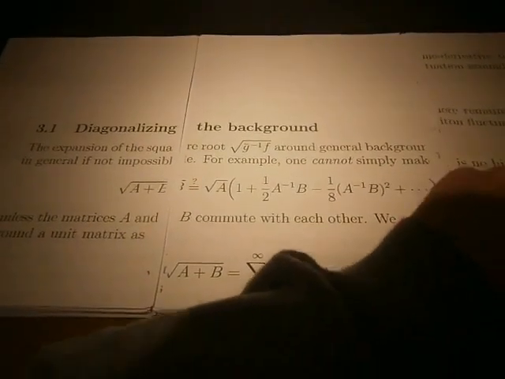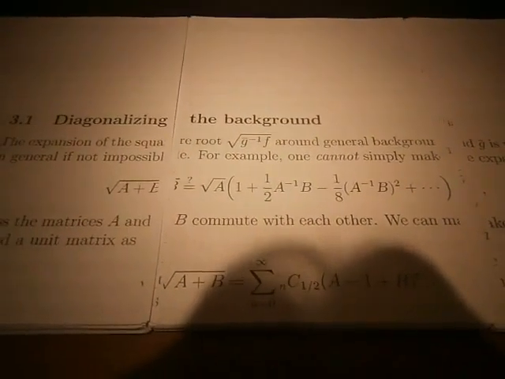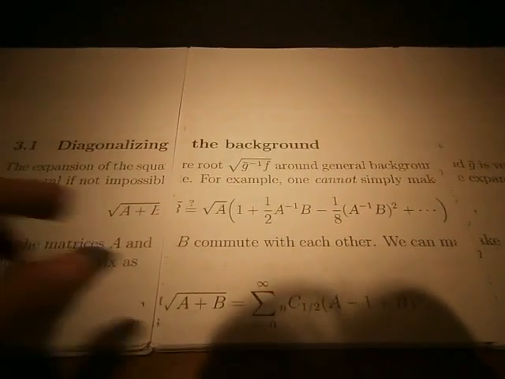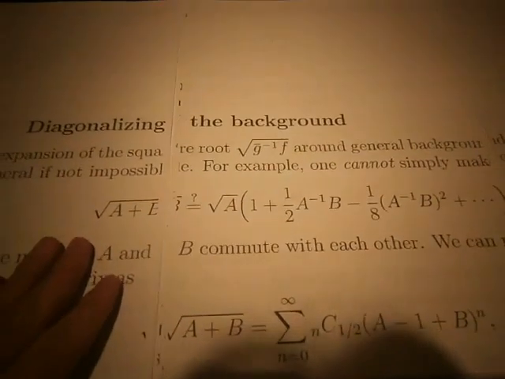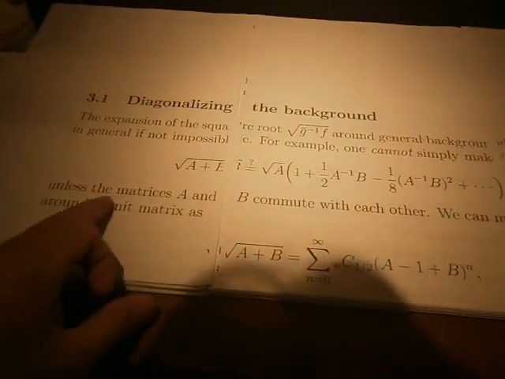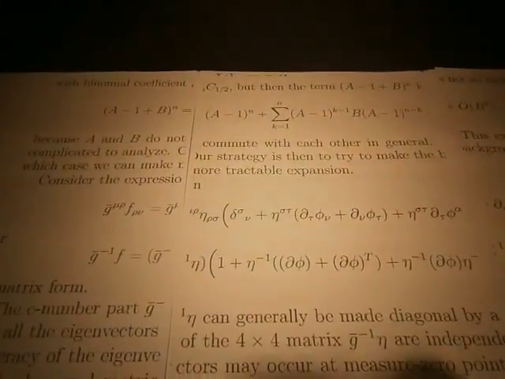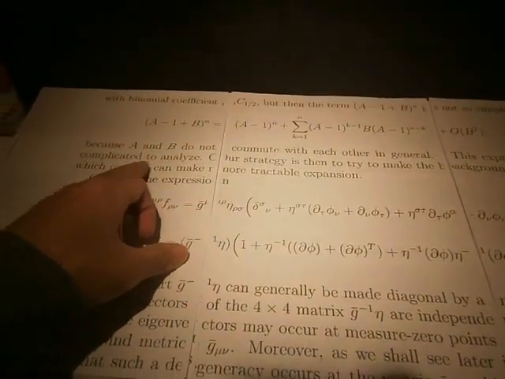Generated background, the expansion of the action on the general, so around the background barely compromised in general on the impression. For example, one cannot simply make expression right. The matrix and the common danger to face the expansion in the matrix. With the binary conflation, this term is not simply the term, because adding do not cooperate with each other. This expression is to cooperate the analysis.